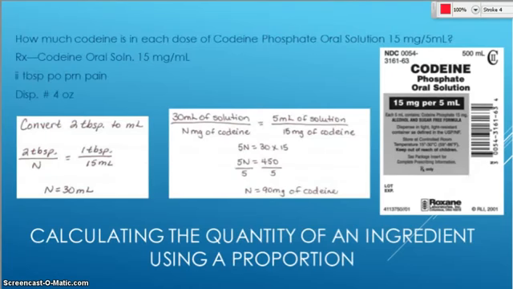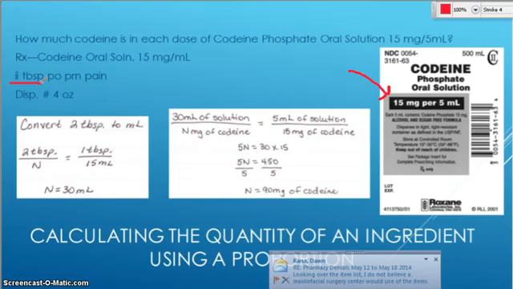Here's another question. It says how much codeine is in each dose of codeine phosphate oral solution? 15 milligrams per 5 mils. The 15 milligrams per 5 mils comes directly off this label right here, and that's just telling you how much codeine is in every 5 mils. Now, we need to know what the doctor wants them to have because we already know what's on the label. The doctor wants them to have 2 tablespoons by mouth as needed for pain.